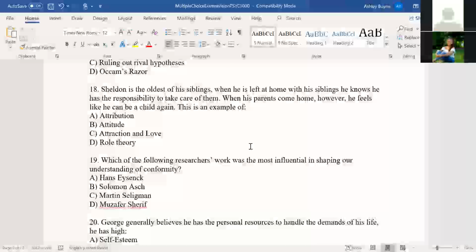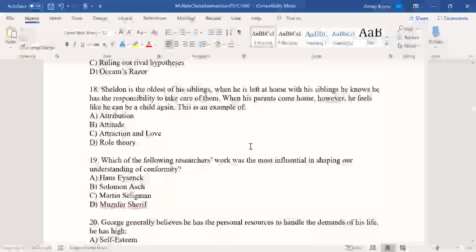So symbolic interactionists believe that A, humans sometimes interact with each other, B, quantitative methods cannot be used to study human interaction, C, individuals should be studied in their natural settings, or D, the self has no role in understanding others.